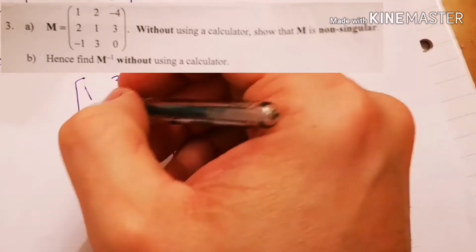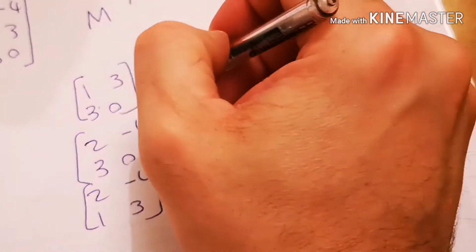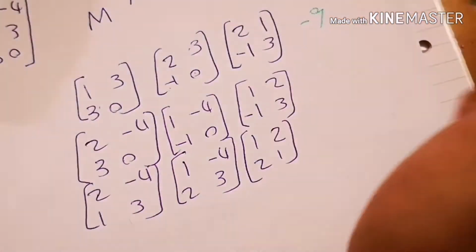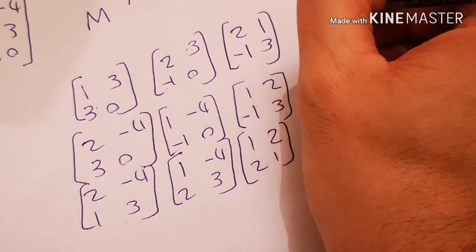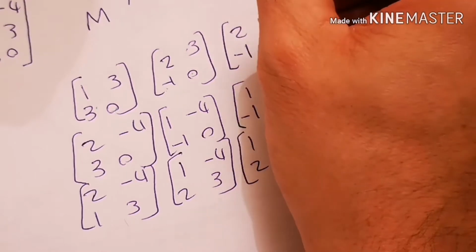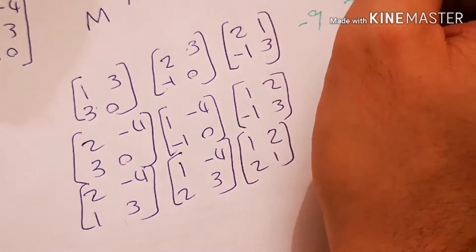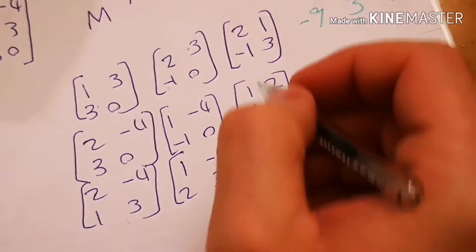I'll do it here. 1 times 0 is 0. 3 times 3 is 9. Sorry, minus 9. Here, 2 times 0 is 0. Minus 1 times 3 is minus 3, but remember we're subtracting it, so actually mine's a positive 3. 2 times 3 is 6. Minus 1 times minus 1 is minus 1, but I'm subtracting it, so it's 6 plus 1, which is 7.